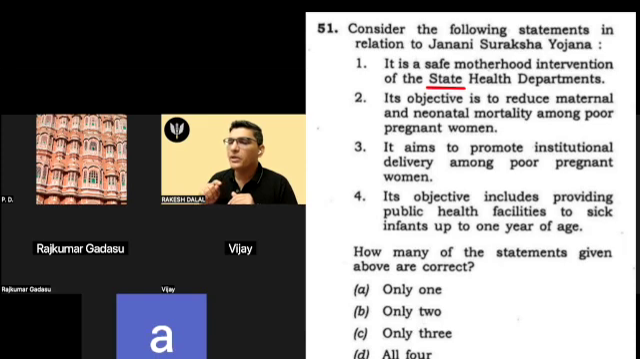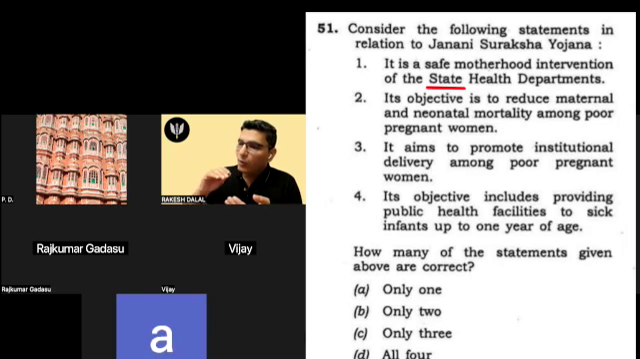It's a safe motherhood intervention of the state health departments. In this statement, there can be no problems in the safe motherhood intervention part because that is what the meaning of the scheme is. It has to be that only. It has to be true.